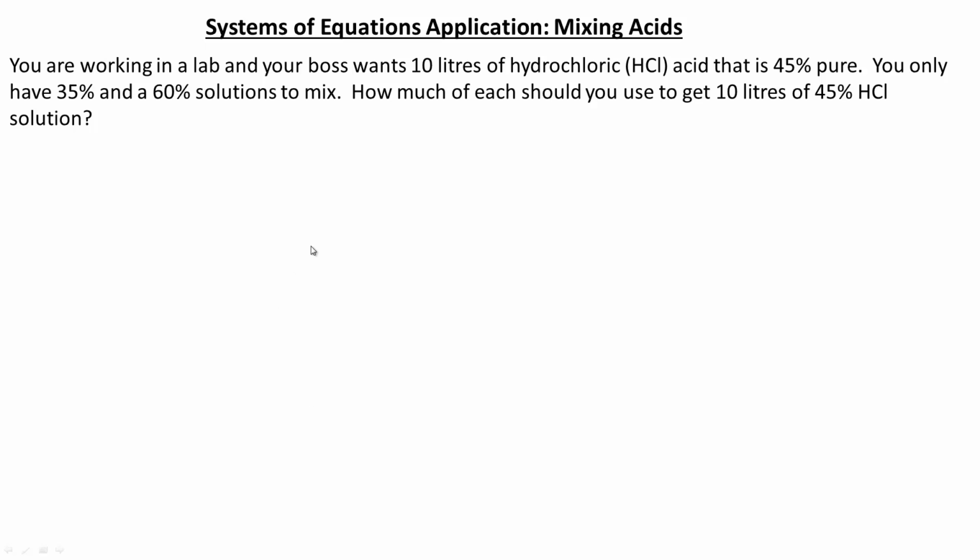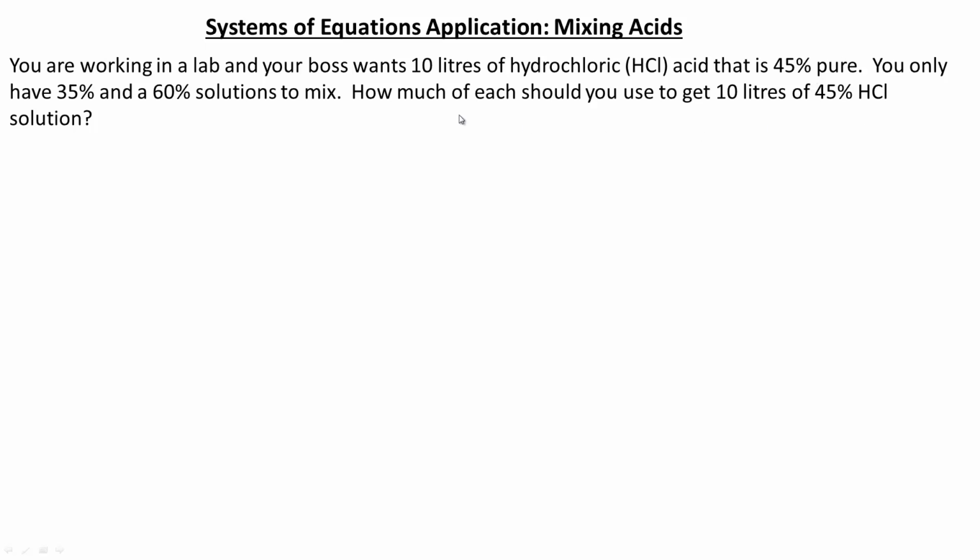In this example, we're going to take a look at an application of systems of equations, and this is a mixing acids question. The question goes like this. You're working in a lab, and your boss wants 10 liters of hydrochloric acid, abbreviated HCl, that's 45% pure. So that means that if there's 10 liters of this stuff, 45% of it is acid. The rest is filler. That's what 45% pure means.